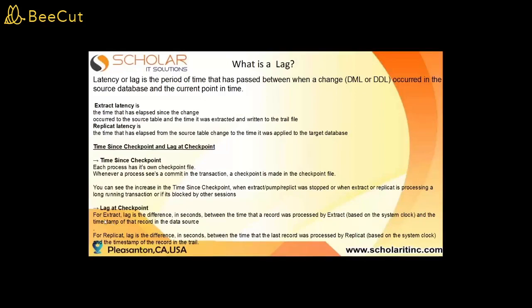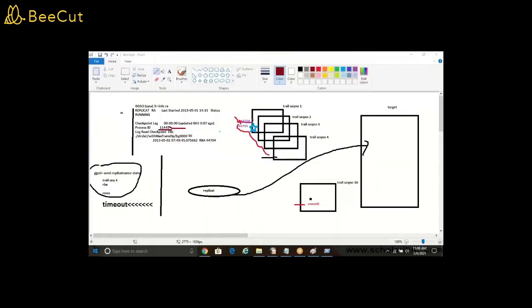For extract, lag is the difference in seconds between the time that a record was processed by the extract based on the clock and the timestamp of that record in the data source. Means, for example, if a row was committed at 5 AM and extract wrote that row in the trail file at 5:05, means the lag was of 5 minutes. Straightforward. And for the replicate, the lag is the difference in seconds between the time that the last record was processed by the replicate based on the clock and the timestamp of the record in the trail. So I'll just show you in a small diagram here.